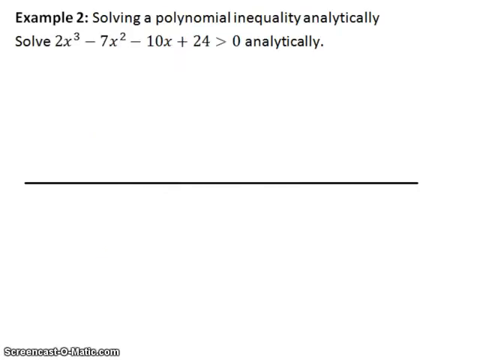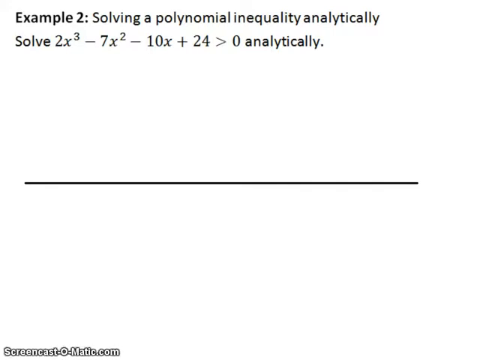So the next problem here, we're trying to figure out where this polynomial is greater than 0. Where is the polynomial greater than 0? This one's a little bit more difficult this time around because we actually have to break it down. We have to figure out the factors so that we can identify the zeros, so we know where the polynomial is actually equal to 0.